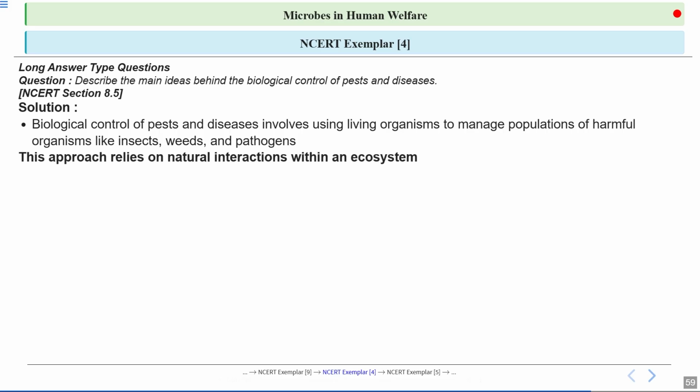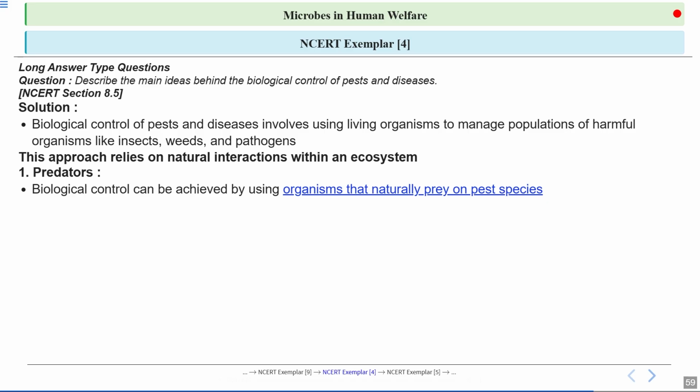Now, this approach relies on natural interaction within an ecosystem. Instead of disrupting the environment with chemicals which are toxic and non-biodegradable, we are working with nature's own checks and balances. The first one is predators. Predators are organisms that hunt and feed on the pest, helping to naturally reduce their number. We are not using chemicals here. We are using living organisms instead to control the population of the pest.